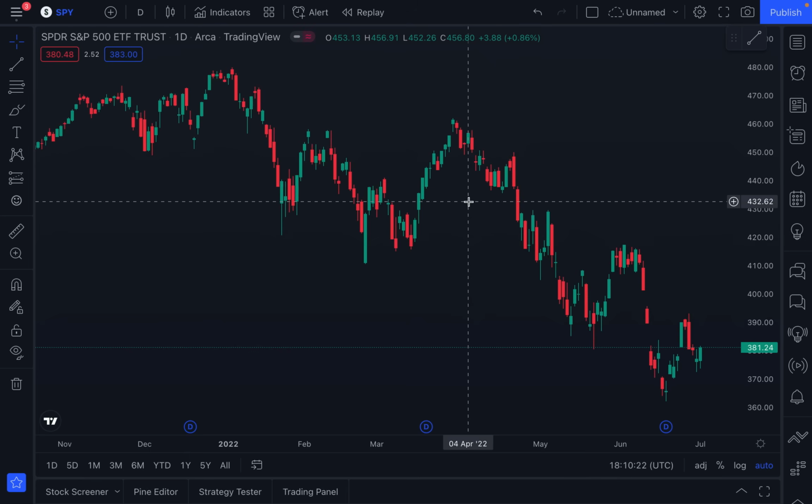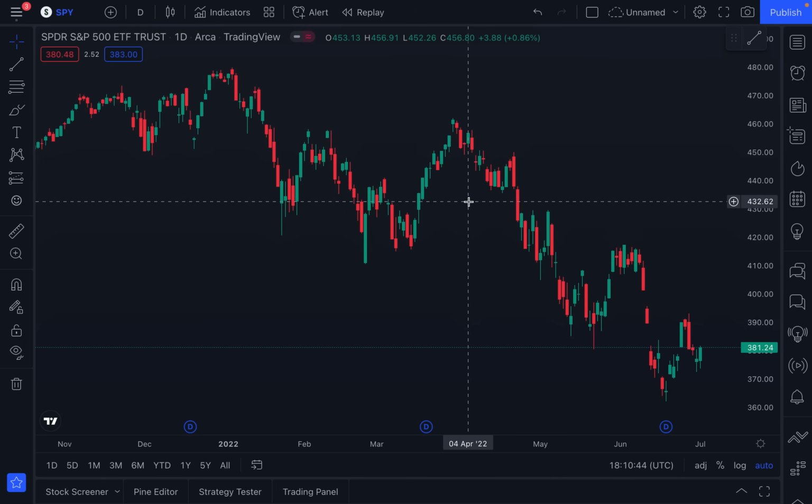MACD indicator, one of the best trading indicators that you can use, and definitely one of the most popular indicators. I'm pretty sure that even if you're not into technical analysis, you have heard somebody mention the MACD before, okay? Now, MACD stands for moving average convergence divergence.